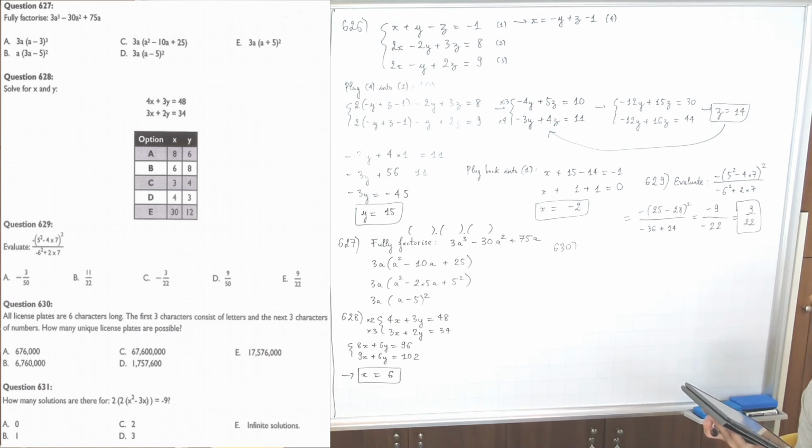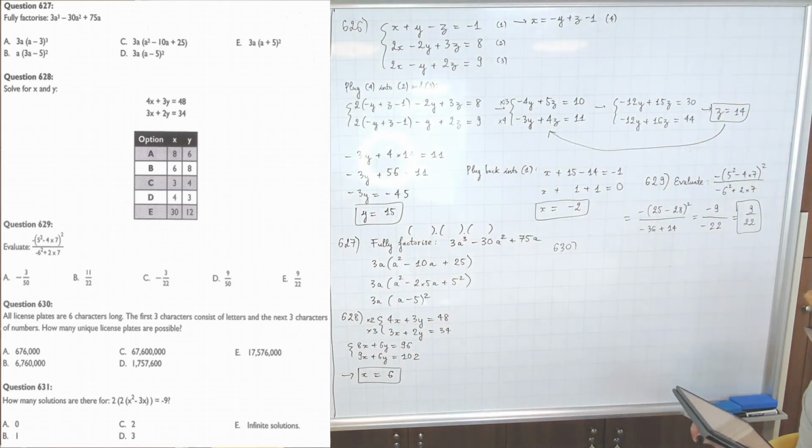The first 3 characters consist of letters. 3 cái ký tự đầu tiên chỉ bao gồm ký tự của chữ. And the next 3 characters are numbers. 3 cái ký tự tiếp theo nó sẽ là những số. How many unique license plates are possible? Có bao nhiêu cái biển xe độc nhất vô nhị thì có thể. Tức là sao? Có bao nhiêu cách chọn. So there are how many ways to make different license plates.